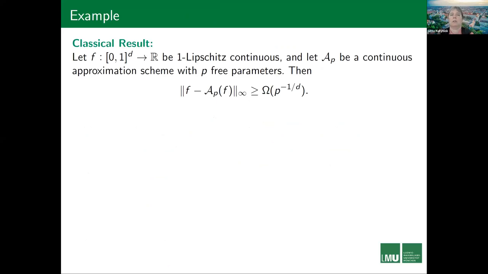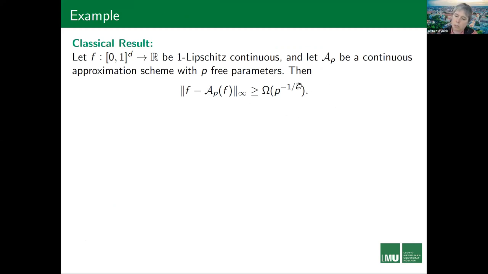Here you see a very classical result, which holds in a very easy setting. If you have, for instance, a 1-Lipschitz continuous function, let's call it f, and a continuous approximation scheme which has, let's say, p parameters, then you can lower bound the error which you make when you approximate this function f in this way by p to the minus 1 over d.